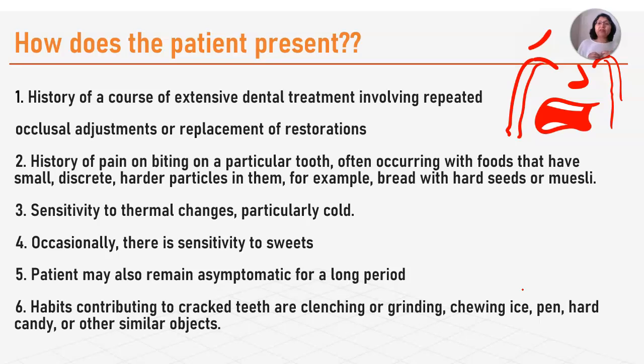History of pain on biting on a particular tooth, just like I said, and it does not have to be any big nut. These are usually smaller particles like bread with hard seeds or sesame, anything. The patient will tell you, even if I'm biting on a tiny thing, it really hurts. So, pain on biting on a particular tooth.